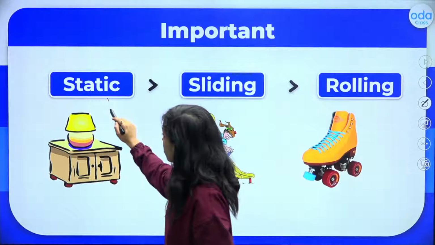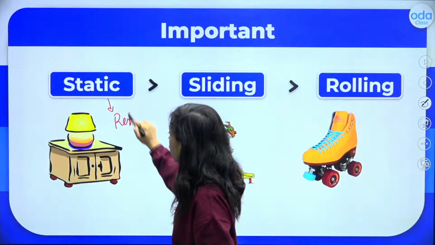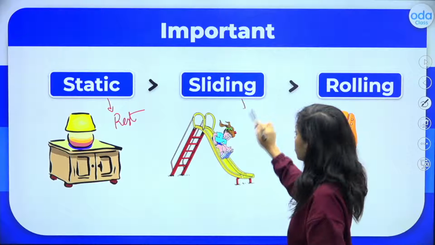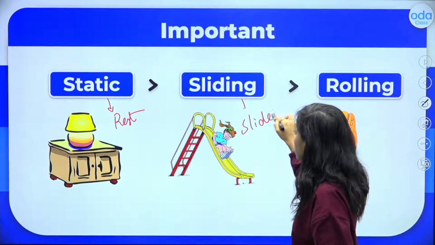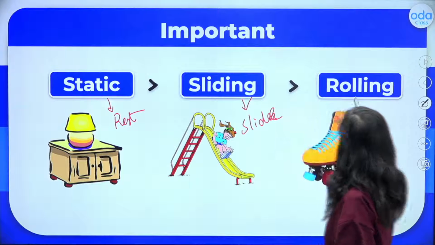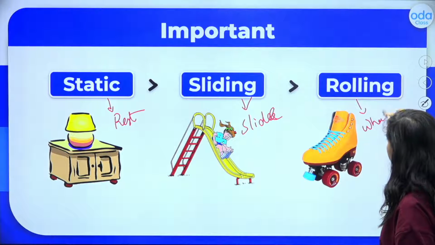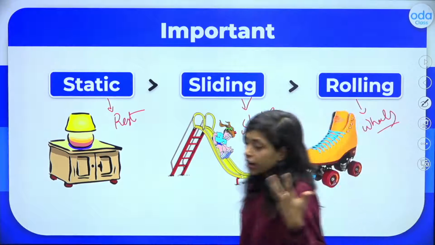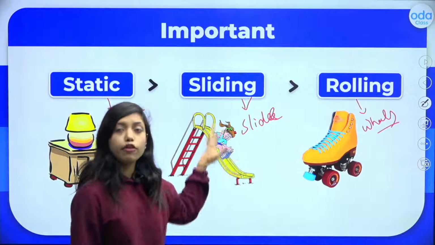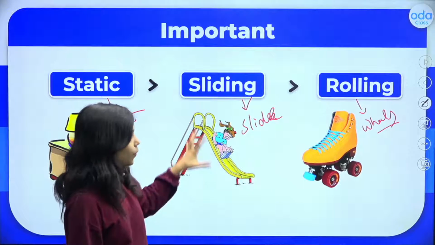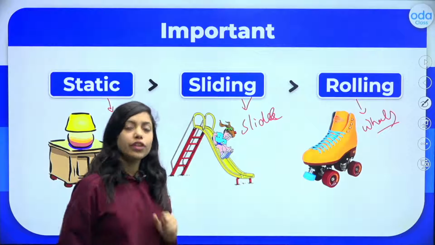Static means rest, there is no movement at all. Sliding means, of course, to slide, you can remember, slide. And rolling is nothing but wheels. Whenever the wheels come, it's actually rolling friction. So this was all about frictional force. Please let me know, is this clear to all of you about frictional force?